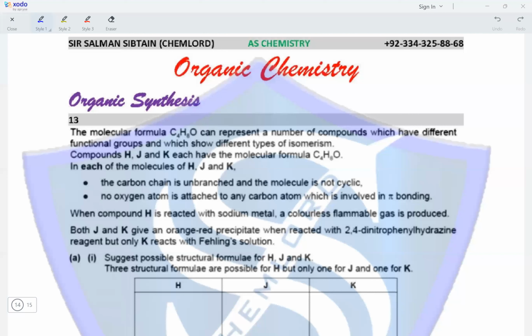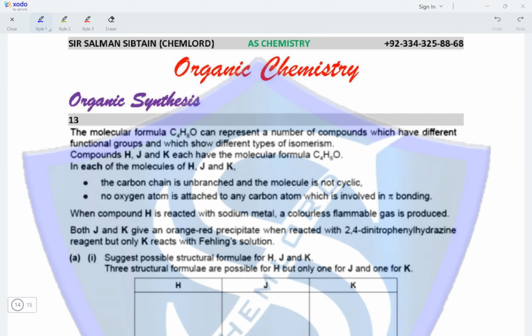Question 13. The molecular formula C4H8O can represent a number of compounds which have different functional groups and which show different types of isomerism. Compounds H, J, and K each have the molecular formula C4H8O. In each of the molecules of H, J, and K, the carbon chain is unbranched and the molecule is not cyclic. No oxygen atom is attached to any carbon atom which is involved in pi bonding. So if a double bond is present, it will not be bonded to an oxygen atom.